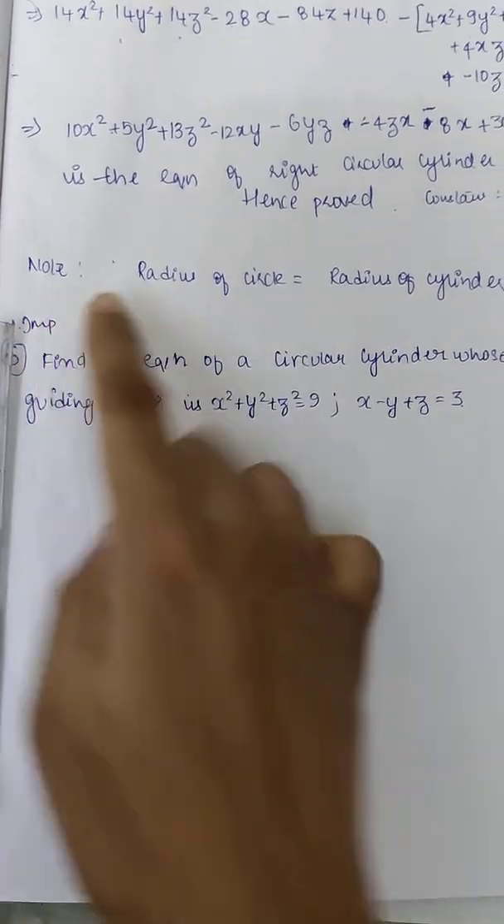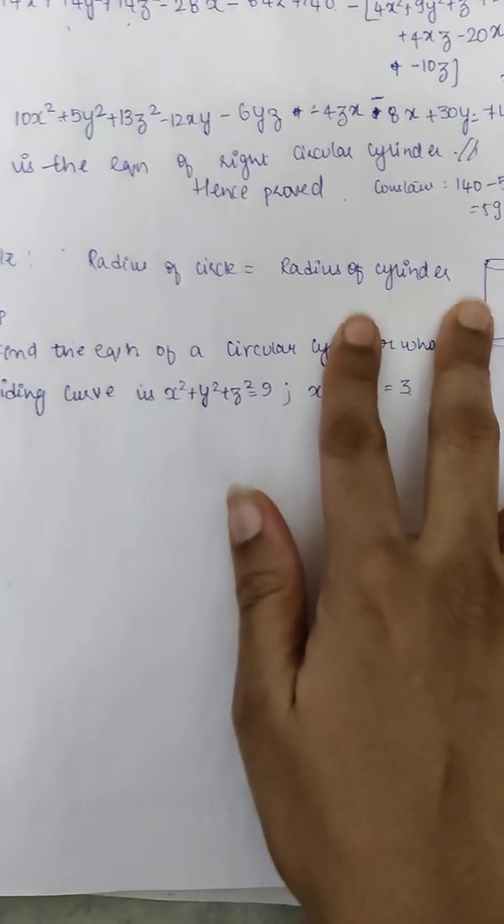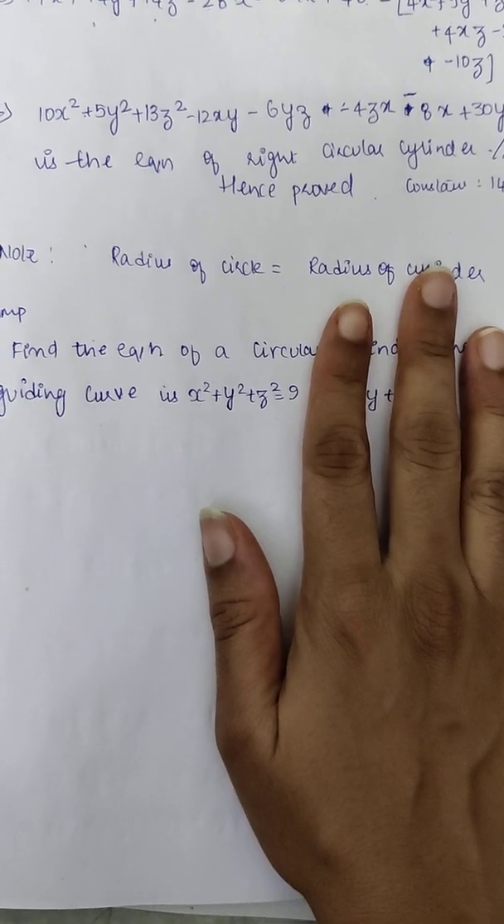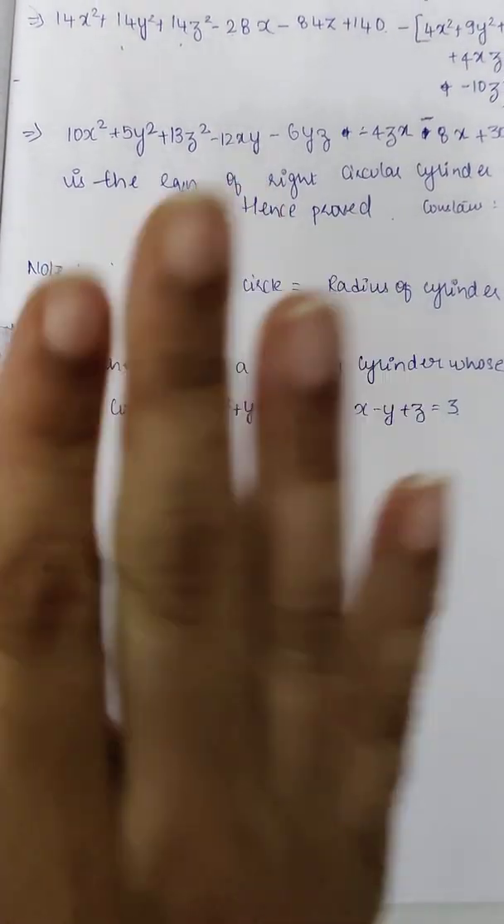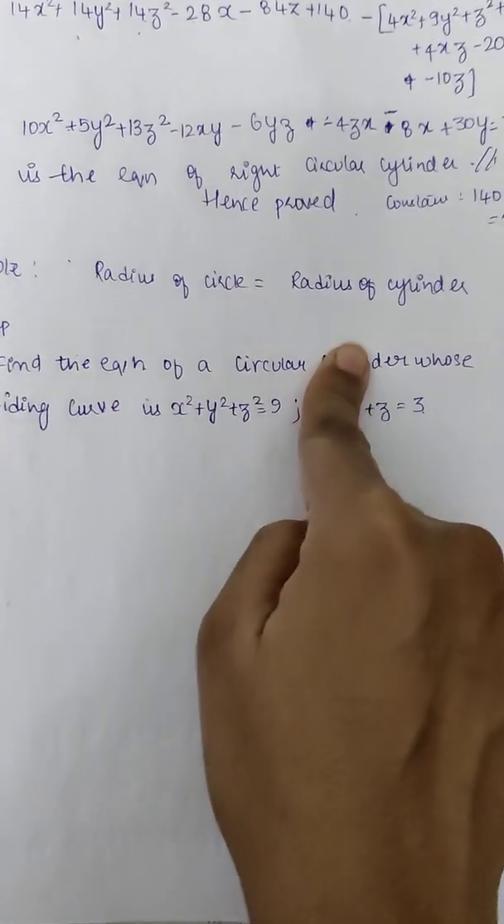So the note point says that the radius of the circle is same as the radius of the cylinder. If it's asking you to find out the radius of the cylinder, if you find the radius of the circle, that is more than enough. That would be the same as the radius of the cylinder.